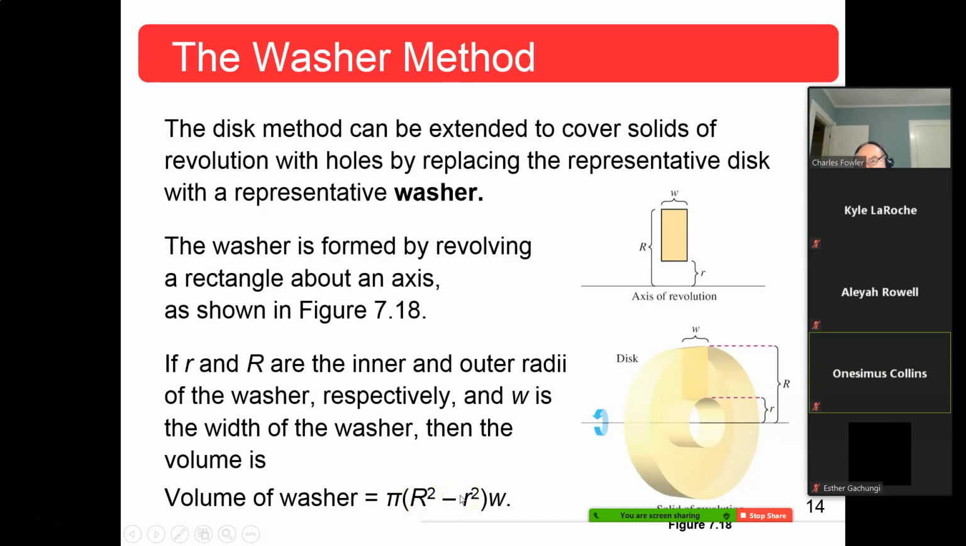Now, why the difference between the squares? Not just the square of the difference. No, that wouldn't work. You have to do the disk that's out here, the big disk, and then subtract off the little disk. So that's why you have to square both of those. So this is the shorthand way of writing it.